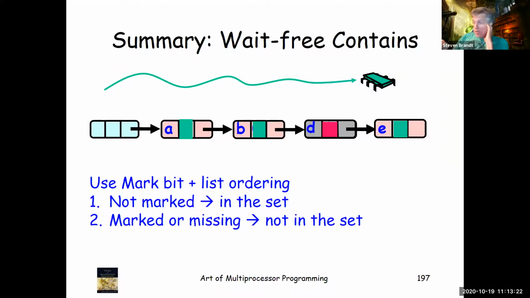So the summary for wait-free contains is that we can use the mark bit and list ordering, and if it's not in the set, or marked, or missing, then it's not in the set.